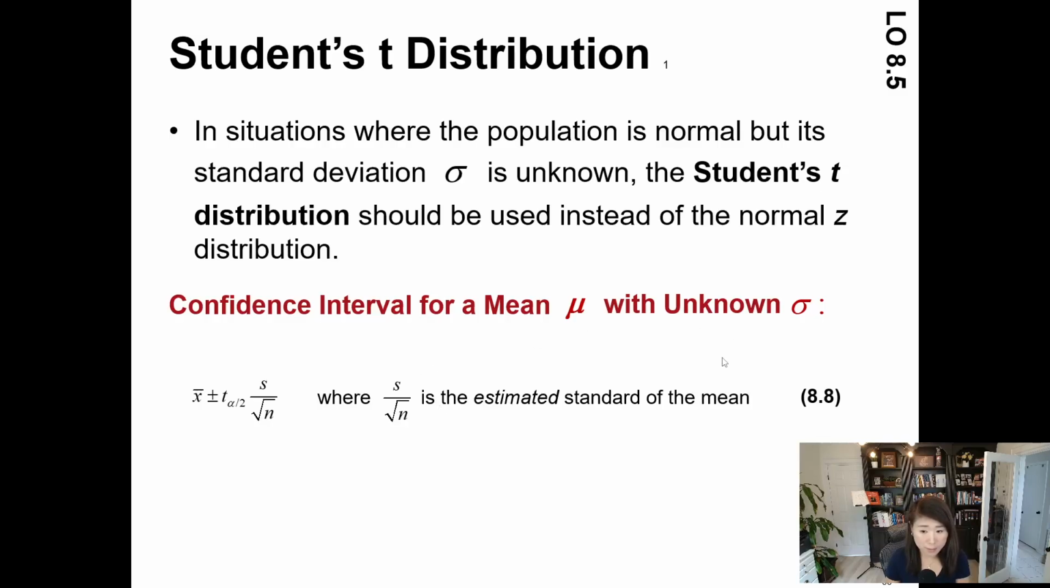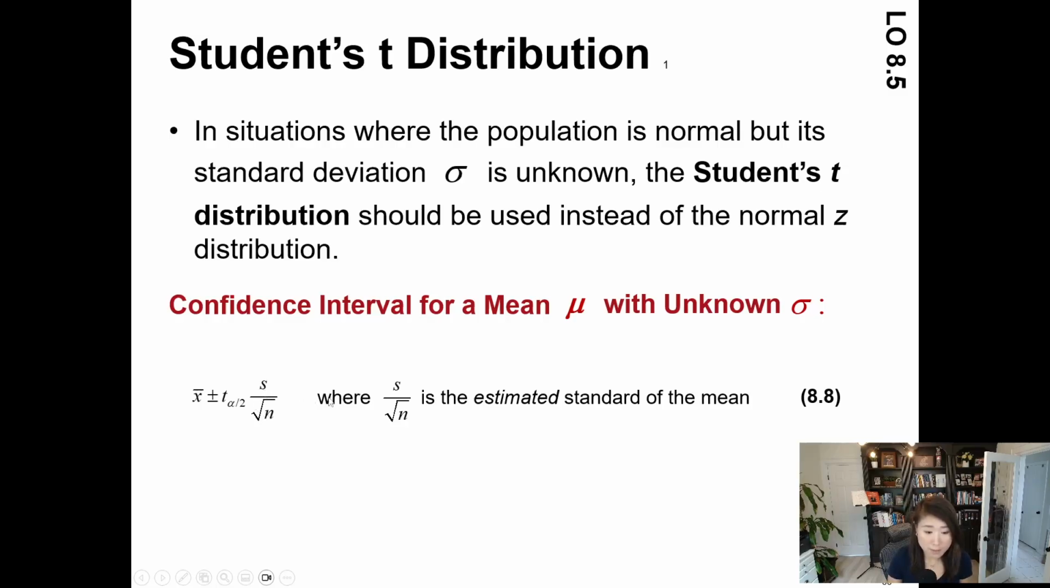If we only have the sample data, we can only calculate S, the sample standard deviation, instead of the population standard deviation. In that case, we need to convert our formula. X bar is still the same, plus or minus, but instead of the Z statistic, we use the T statistic, times S instead of sigma, because we don't know sigma and we use the estimated sample standard deviation, and then still divide by the square root of n.